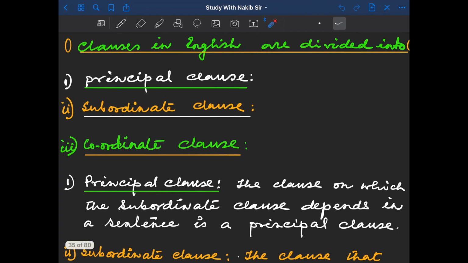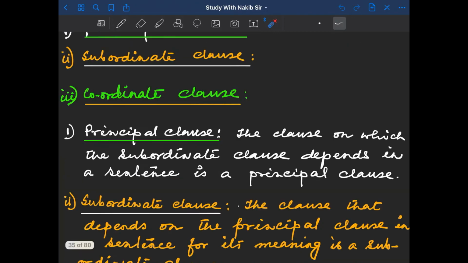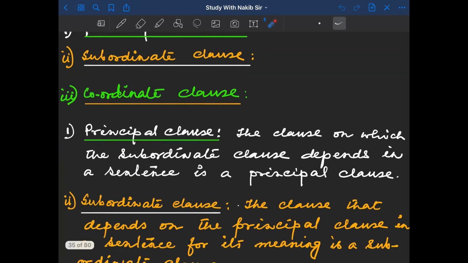Now, clauses in English are divided into three categories. Number 1, principal clause. Number 2, subordinate clause. And number 3, coordinate clause. Okay, come and see what is a principal clause. The clause on which the subordinate clause depends in a sentence is a principal clause.